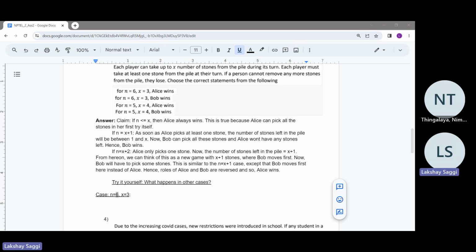Nimita? So what do you think? How many stones will Alice need to pick to go from this n equal to 6 to the 4 case? 3. Yeah, 2. Yeah, you're correct.